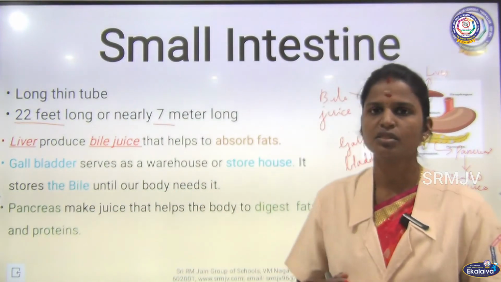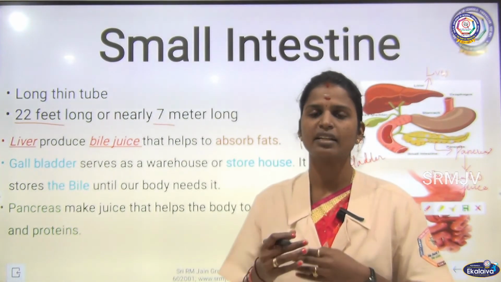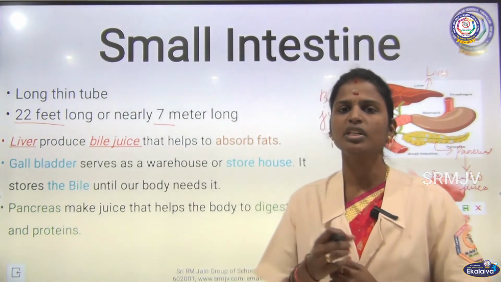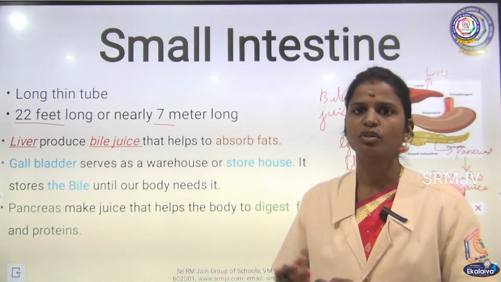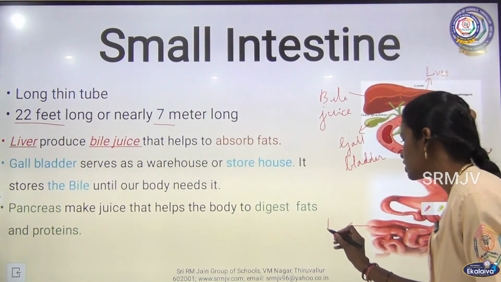After the digestion is over, the food items are converted into nutrients, and the nutrients will be absorbed into the bloodstream through the thin walls of the small intestine.